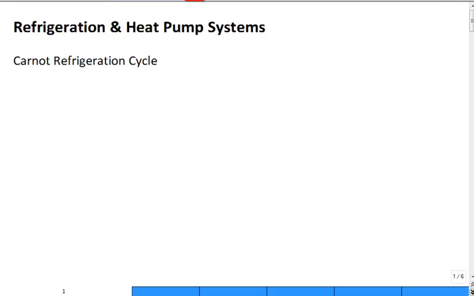So we start a new section, a new chapter on refrigeration and heat pump cycles or systems. We're going to first go back and take a look, just like we did when we started vapor power cycles. We went back to the Carnot cycle. For refrigeration, here's just a big box, let's call it our system that's undergoing refrigeration.